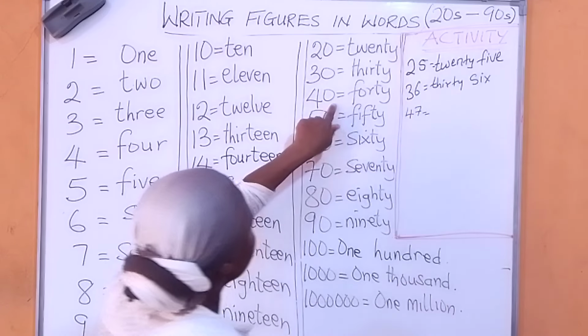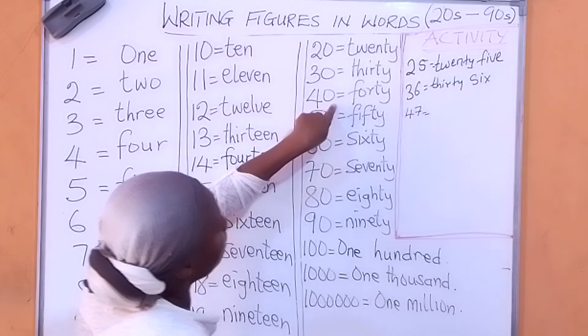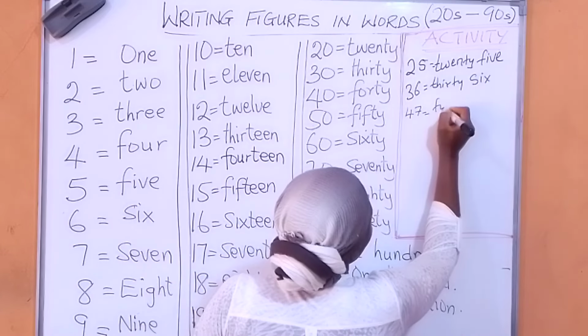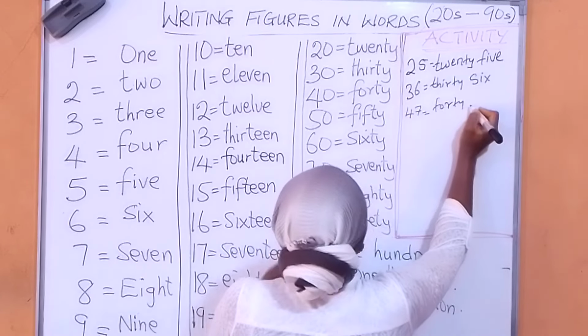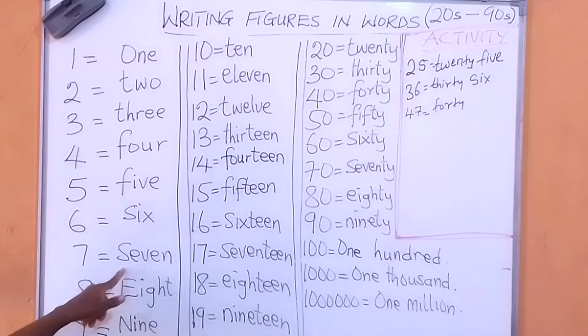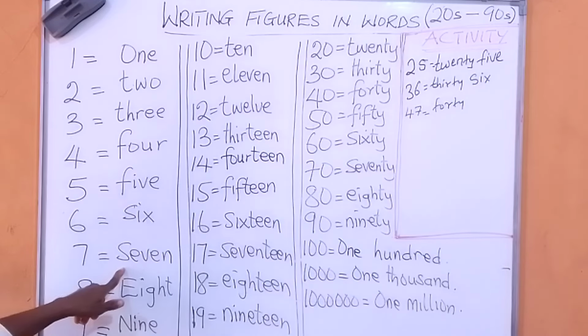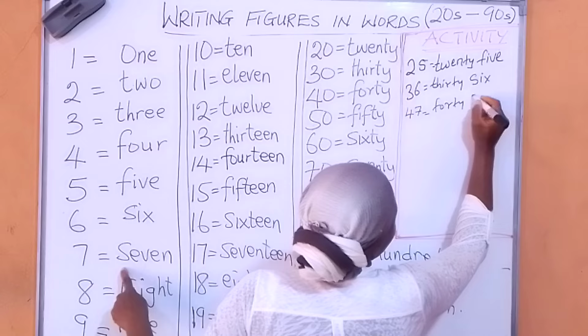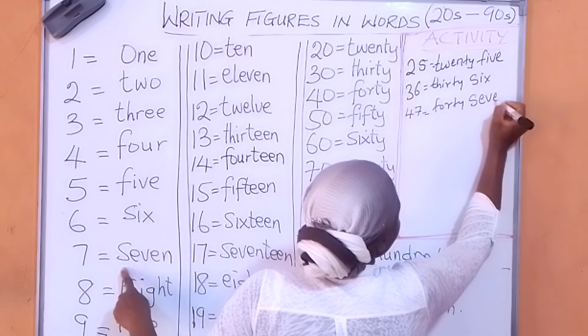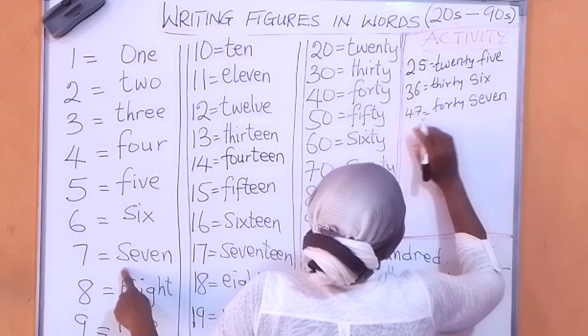Okay, let us pick another number, 47. This is 40. F-O-R-T-Y, 40. Then we have 7 here. S-E-V-E-N, 7. We join it to the 40. That is 47.